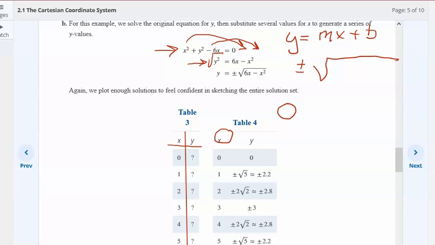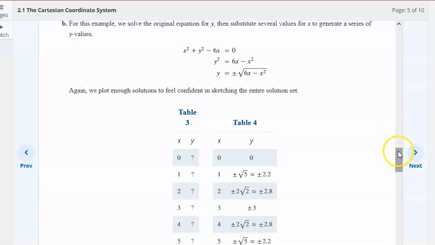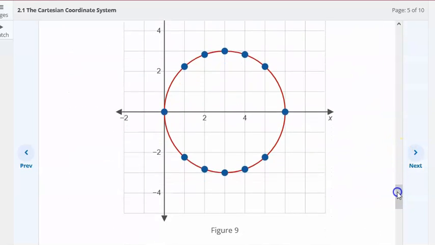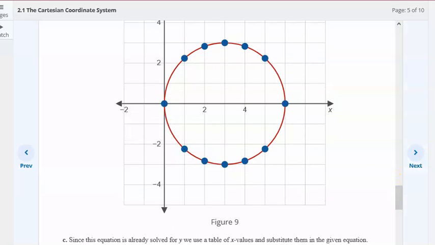So what do you do with those values? Well, we'll move this down a little. And you actually plot them. And lo and behold, what you have here is a circle. Now we're going to look at circles in some detail in our next lesson.